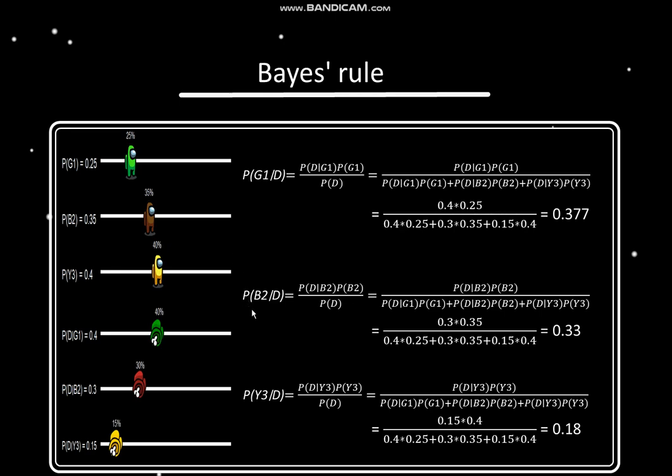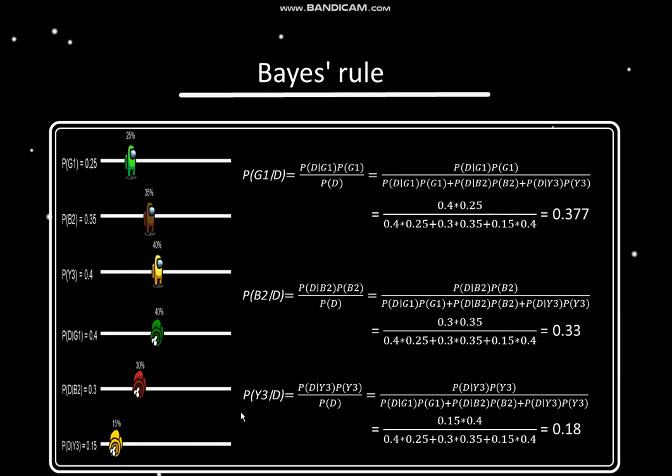we're going to find the probability of B2 given D. We can use Bayes' rule: probability of D given B2 multiplied by probability of B2, over P(D). We also don't know P(D) exactly, so we can write P(D) like here: probability of D given G1 times probability of G1, plus the other terms. We know all the probability values from the left graph, so we can substitute all the values into this equation, and the result is 0.33.